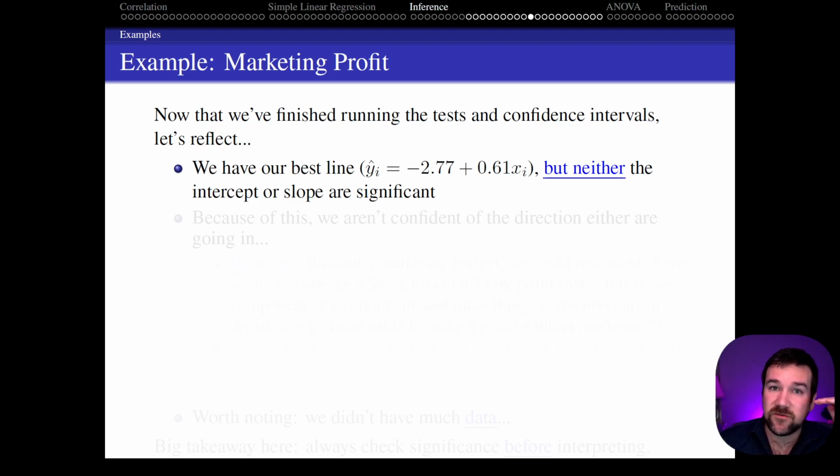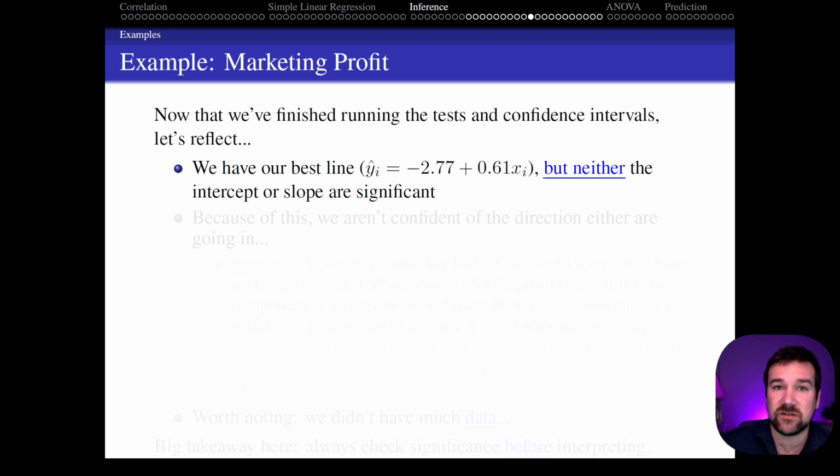Remember, zero is the default starting place belief, and we didn't convince ourselves that it's different than zero. So just because we calculate a different sample intercept doesn't mean that we've convinced ourselves that the population is zero. So essentially, because neither of these are significant, I look at both of them as zero. Same thing with the slope. We didn't convince ourselves that the slope was different than zero in the population either.